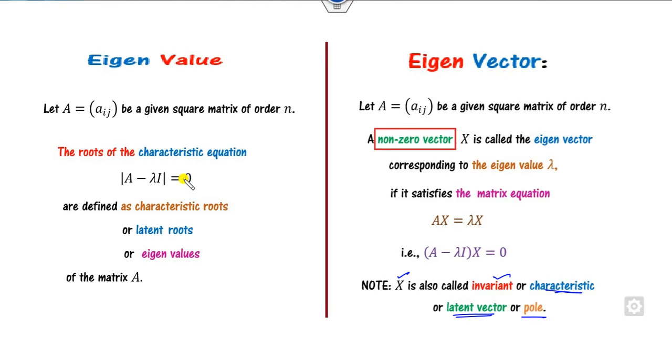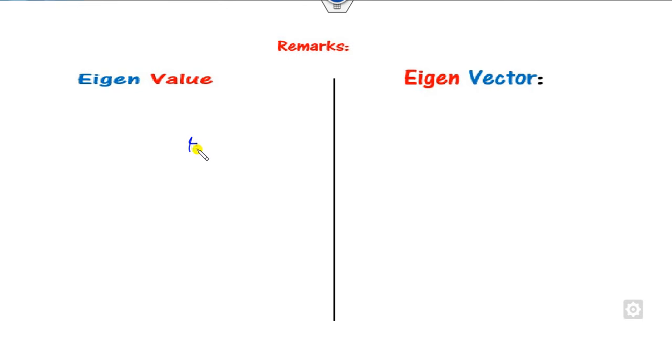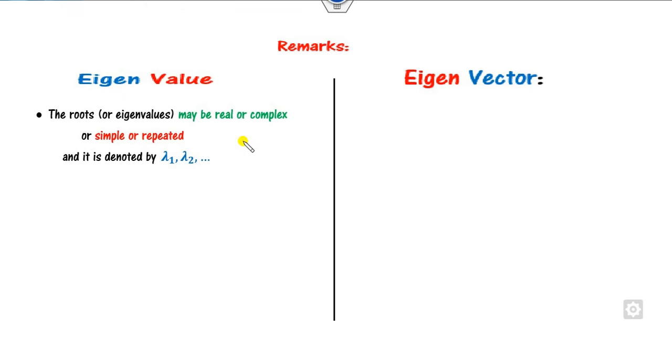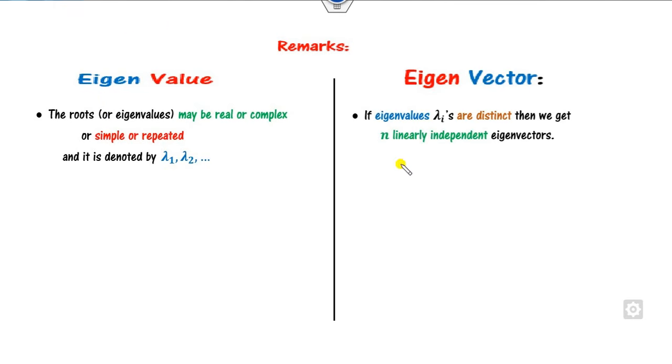When you are trying to solve the roots of this characteristic equation, the roots may be real or complex numbers, and they may be distinct or repeated. So we denote the roots as lambda i. If the roots are simple, that is, the roots are distinct, then the corresponding eigenvectors are always linearly independent.